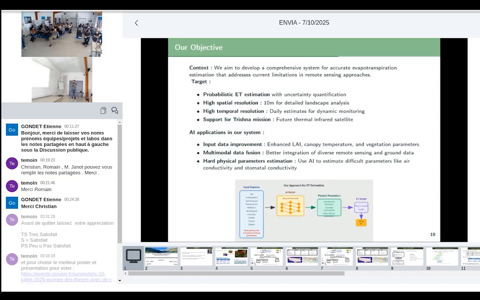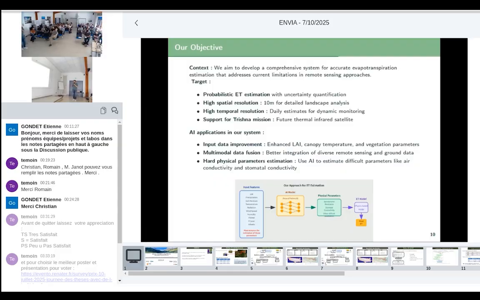So for our AI application in our system, we can use AI to improve our input data, to enhance the resolution of our AI and canopy temperature, and we enhance the estimation of those parameters. And also we can use AI to integrate diverse remote sensing and ground truth data, and also to use AI to estimate difficult parameters like aerodynamic conductivity and stomatal conductivity.